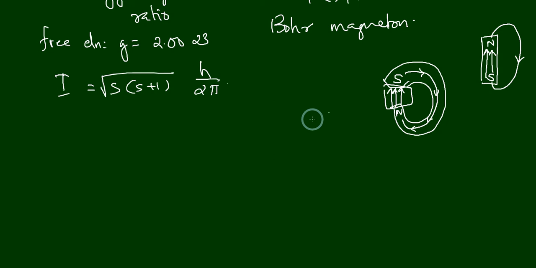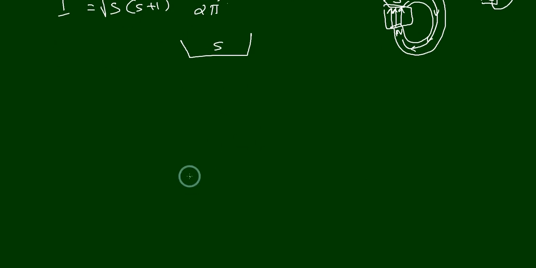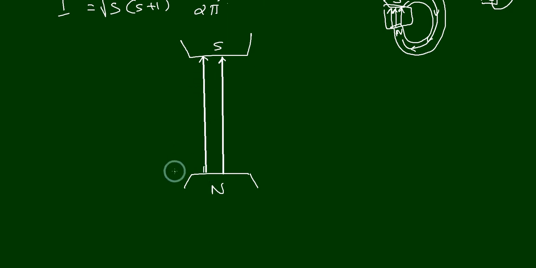If I show only this part of the horseshoe magnet, this portion is the south pole, and this is the north pole of the horseshoe magnet. And if you are considering the lines of force between this north pole and the south pole, it will be in this direction. The lines of force will be from north to south, because it is external to the magnet.